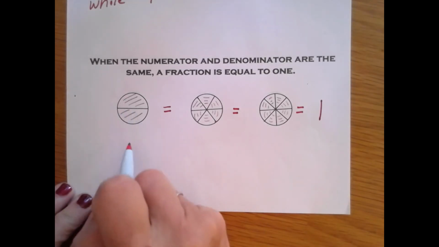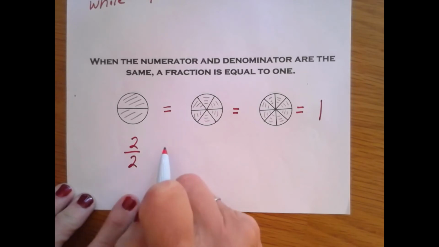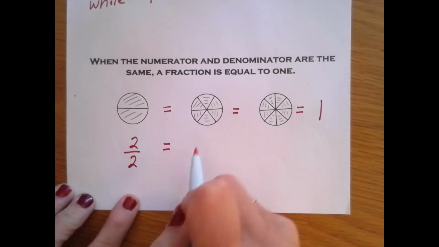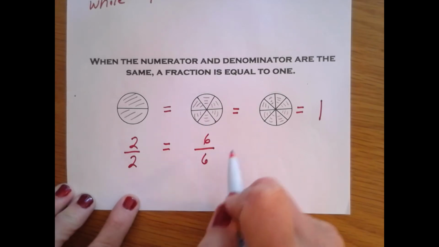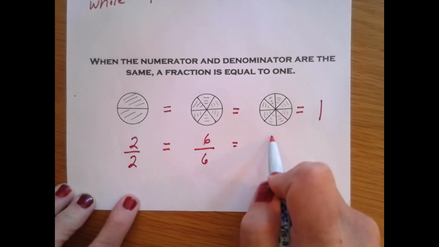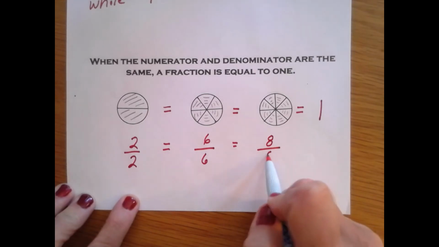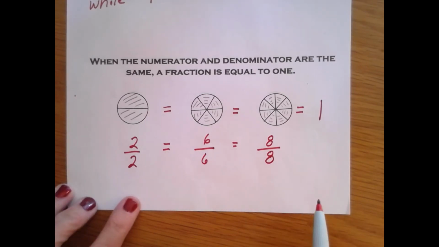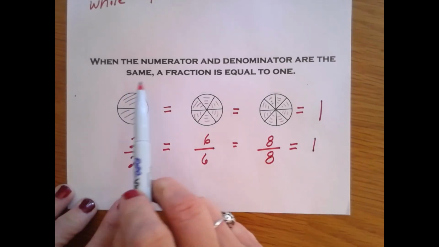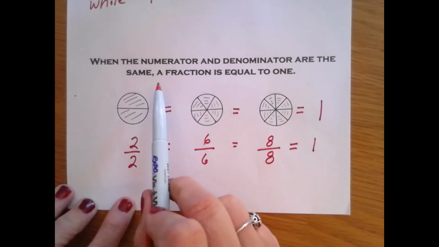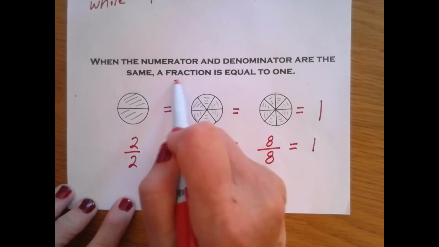We have 2 parts shaded out of 2 whole equal parts. In this one, we have 6 parts shaded out of 6 equal parts. And in this one, we have 8 parts shaded out of 8 equal parts. It's equal to 1. When the numerator and denominator are the same, a fraction is equal to 1.